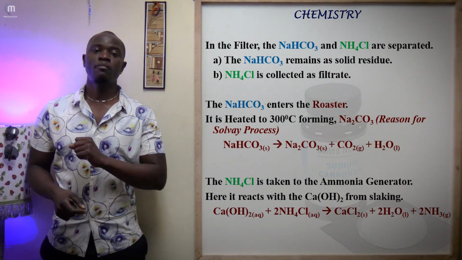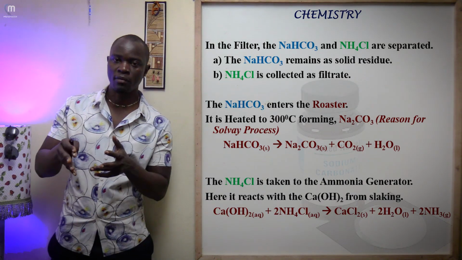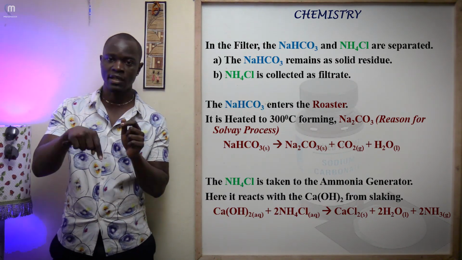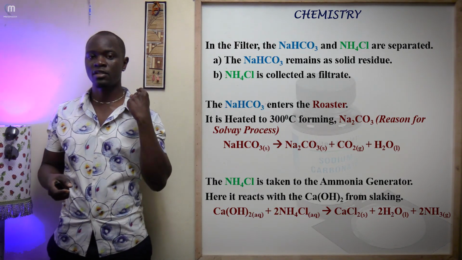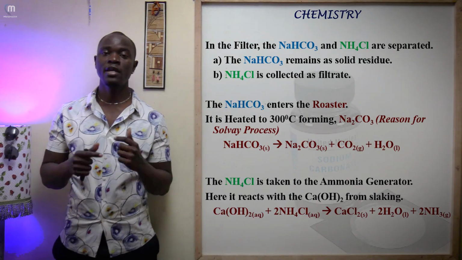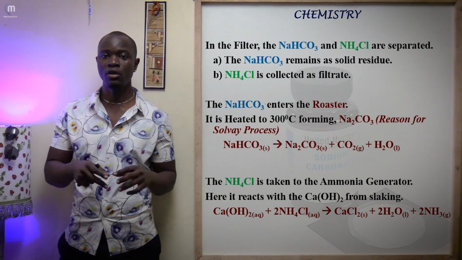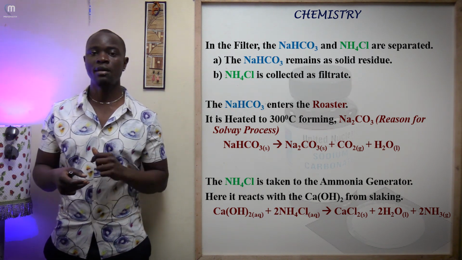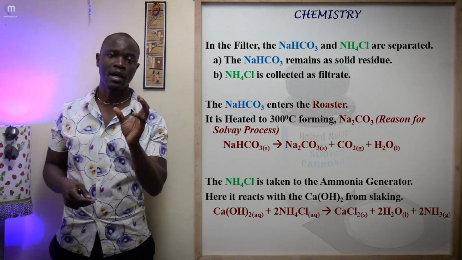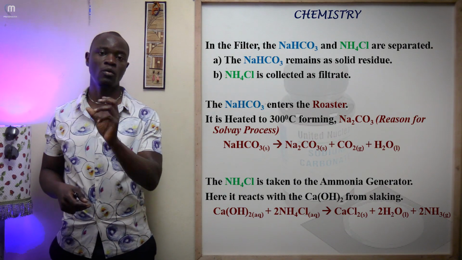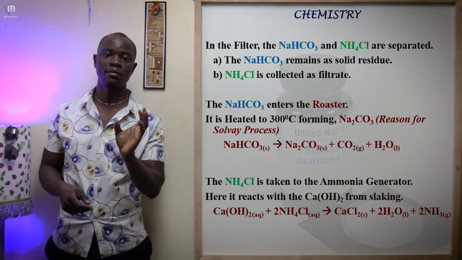Now, these components have gone on: the ammonium chloride to the ammonia generator, and the sodium hydrogen carbonate into the roaster. In the roaster, the same process that happened in the extraction from Trona takes place. The temperature in the roaster is 300 degrees Celsius, whereby the sodium hydrogen carbonate is heated. When heated, it decomposes to form sodium carbonate, carbon dioxide, and water molecules. So in the roaster, we obtain sodium carbonate.